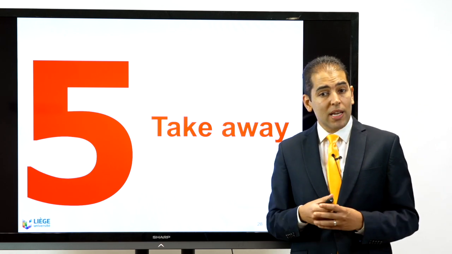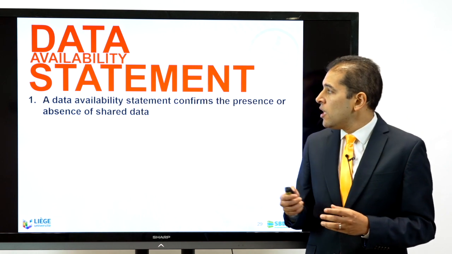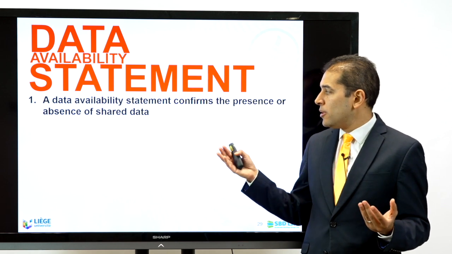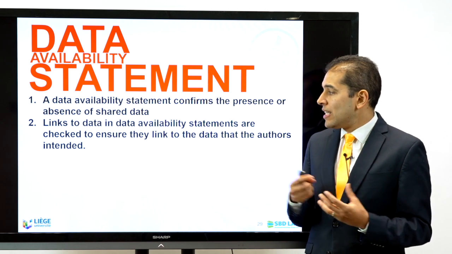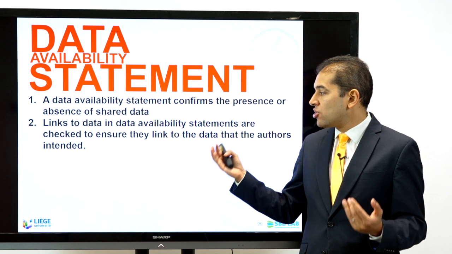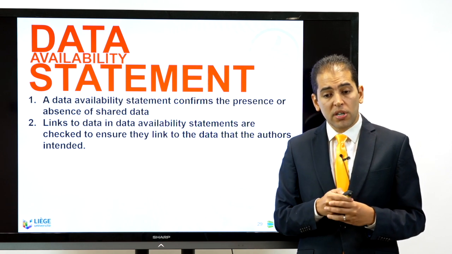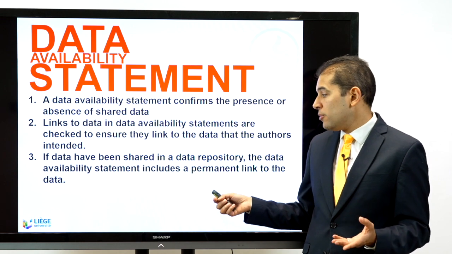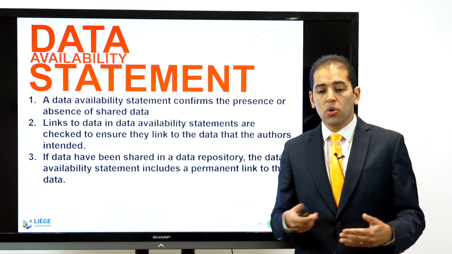Allow me to share with you some takeaway messages before we leave. Well, data availability is very important in all journals and in all submissions. So a data availability statement simply confirms the presence or absence of shared data. The links to data in data availability statements are checked to ensure that the links to the data are what the authors intended. If data have been shared in a data repository, the data availability statement must include a permanent link for the data in the format of a DOI or a URL.